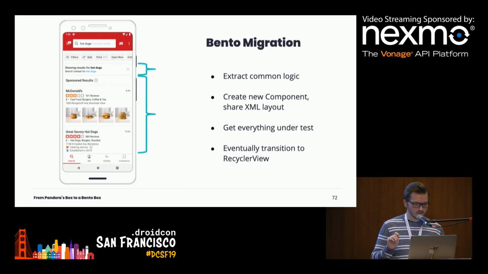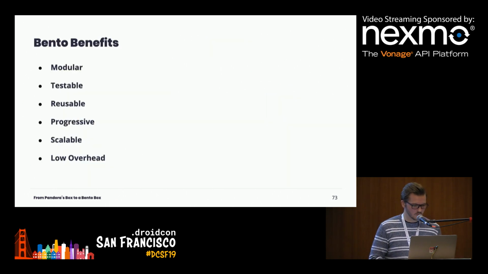Then what we would do is we would also test the Bento component. So now we can add some espresso tests to our view holder view and actually test and make sure that the right click handlers are working and that our interactions are good. And that would allow us to get everything under test. And then as we would go component by component, eventually everything was a Bento component. And at that point, we were able to convert from a list view to actually using a recycler view. So that was kind of the whole process.